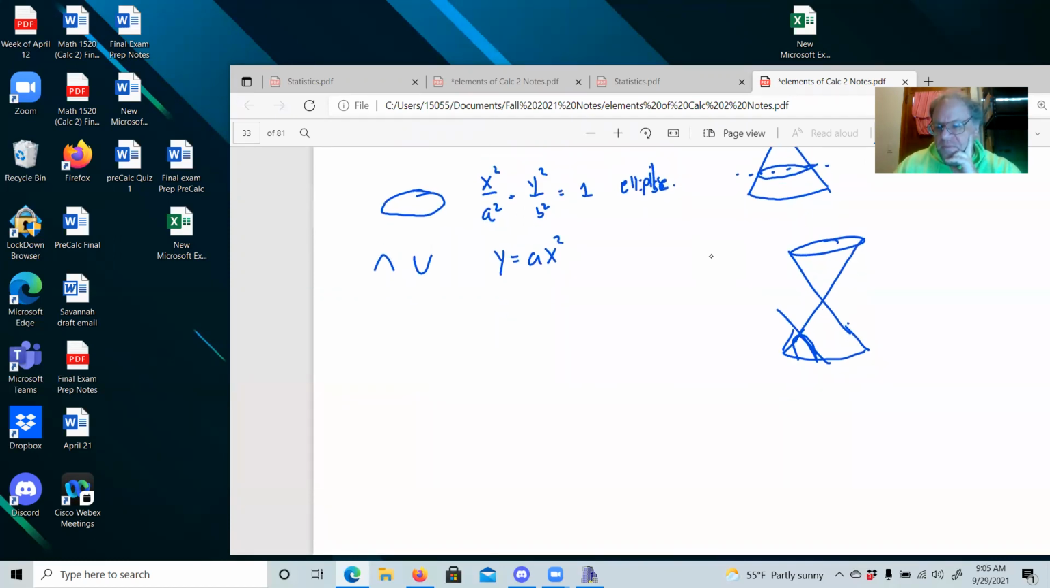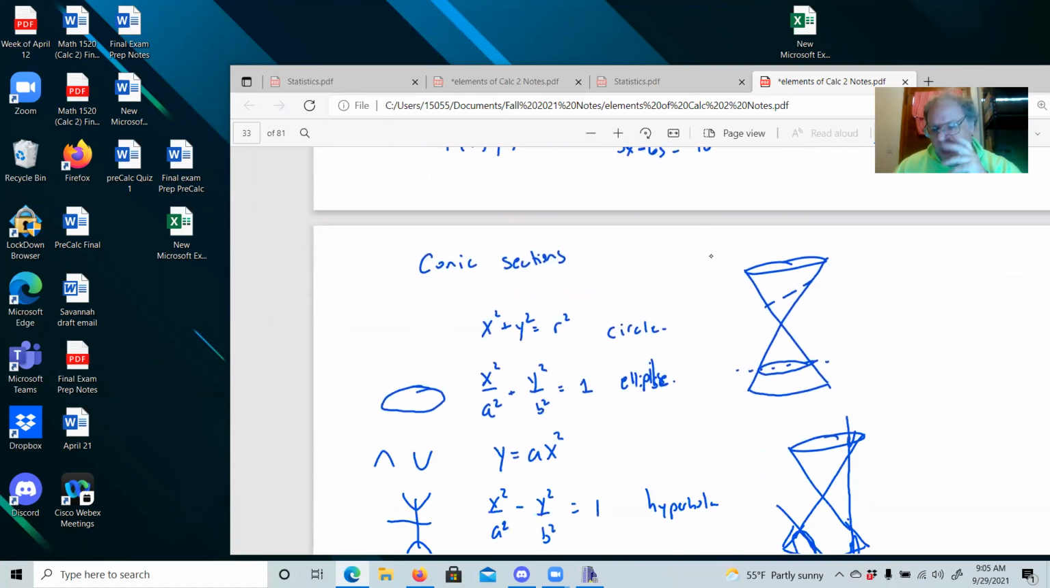And then one of them is where we cut it directly vertically. So we'd have parabolas this way. Well, that looks like x squared over a squared minus y squared over b squared is equal to 1. That's a hyperbola. And we end up with something that looks like this and that.